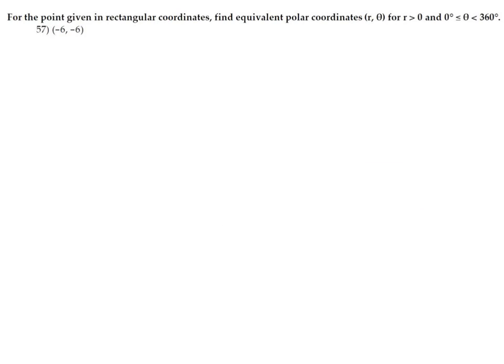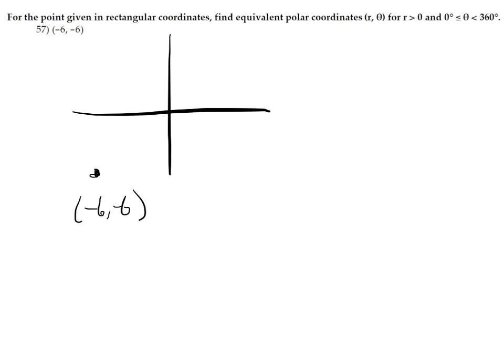For the given point in rectangular coordinates, find equivalent polar coordinates (r, theta) for r greater than 0 and theta between 0 and 360 degrees. So let's start off by locating this point. Negative 6, negative 6. Here it is. So that's negative 6, negative 6. R is positive, and theta is between 0 and 360 degrees. So these are the pieces of information we're looking for.